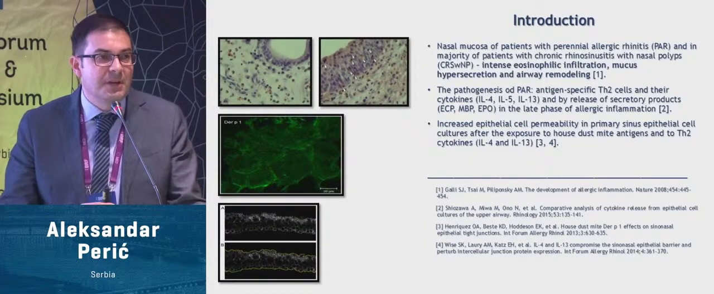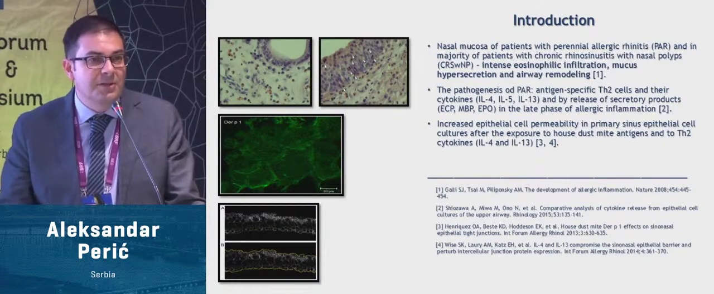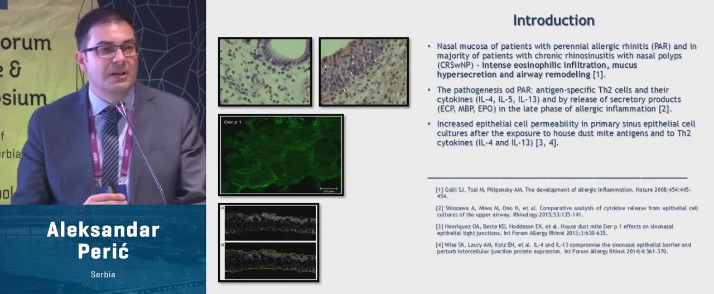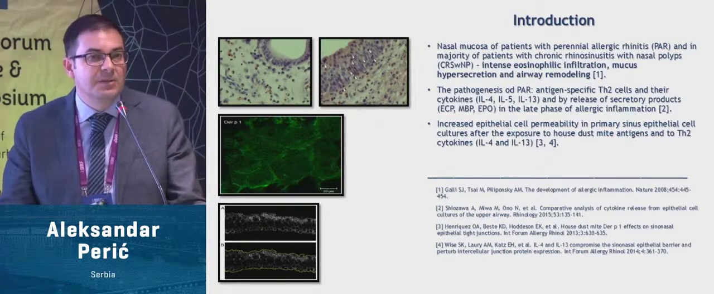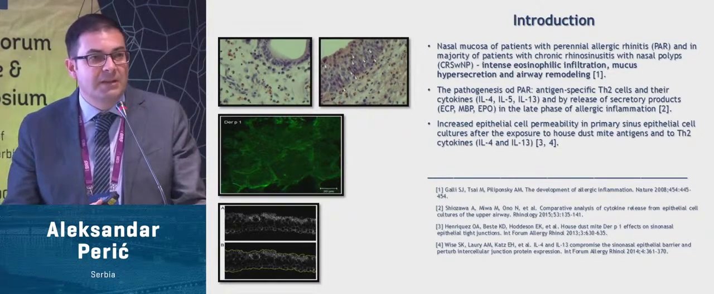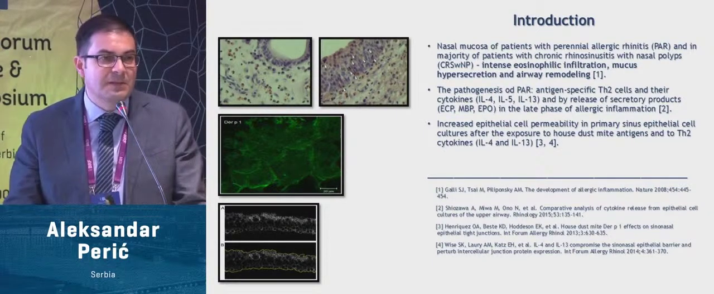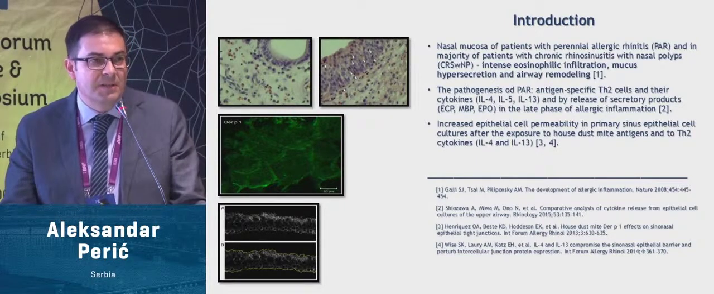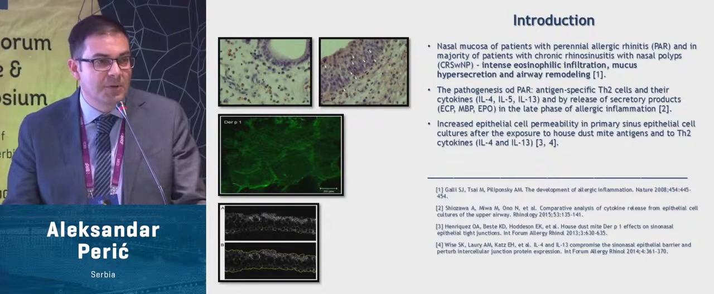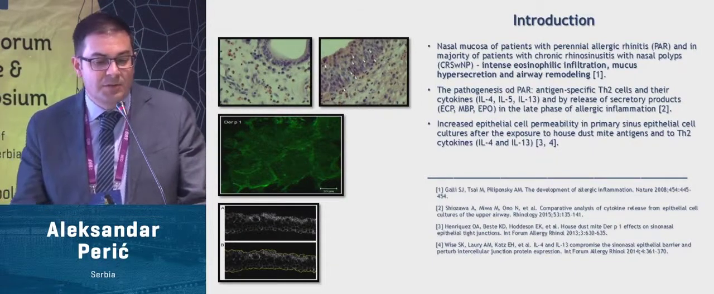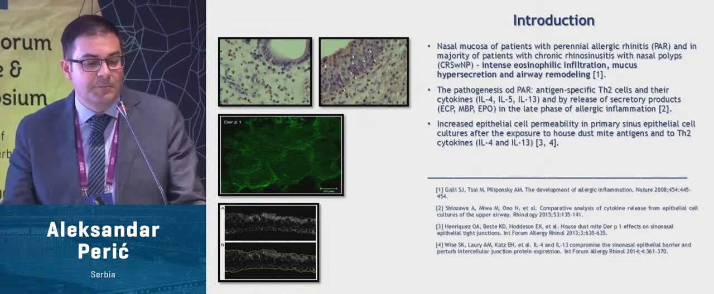The nasal mucosa of patients with perennial allergic rhinitis, and in the majority of patients with chronic rhinosinusitis with nasal polyps, about 90% of patients with nasal polyposis in the European population, is histologically characterized by intense eosinophilic infiltration, mucus hypersecretion, and airway tissue remodeling. The pathogenesis of perennial allergic rhinitis is well explained by antigen-specific Th2 cells and their cytokines, by release of secretory products, especially eosinophil cationic protein, major basic protein, eosinophil peroxidase, and other enzymes, and by release of secretory products in the late phase of allergic inflammation.